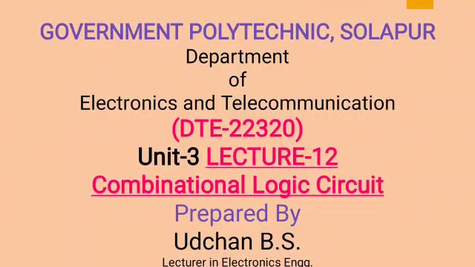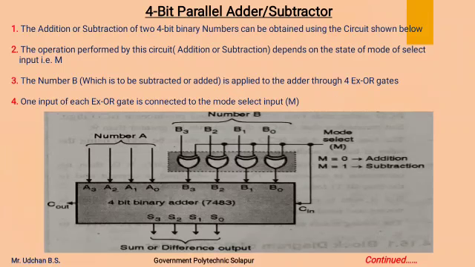Welcome all. In the last lecture, we studied adder circuits, that is, the n-bit parallel adder and the 4-bit parallel adder using 7483 and 74283 ICs. After that, we saw a subtractor circuit using an adder circuit. Today we will see a 4-bit parallel adder and subtractor.